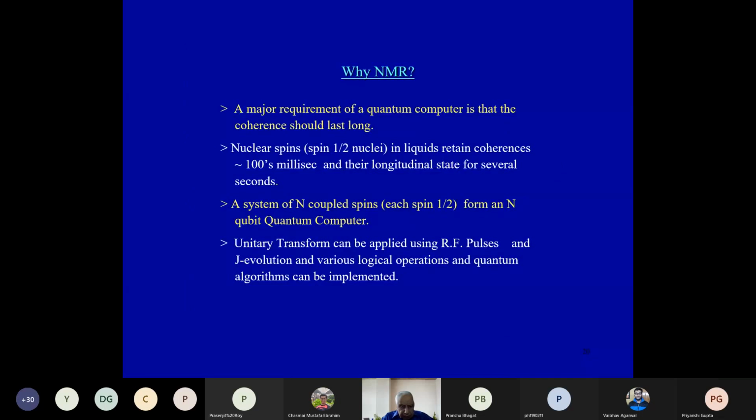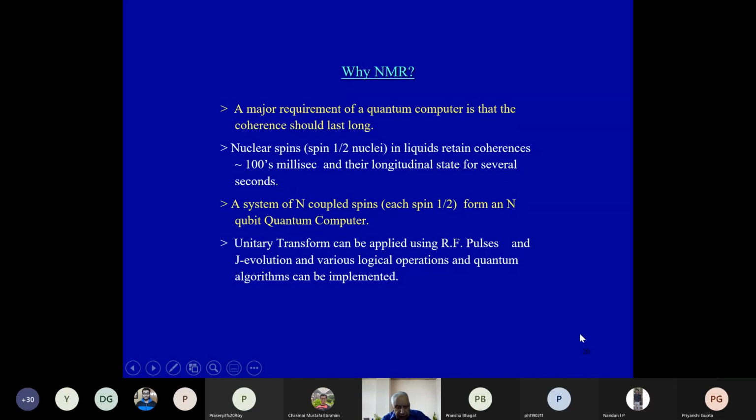All right, the question is, why NMR? A major requirement of a quantum computer is... is there any question right now? Hello? Sir, is there any... I pause for a minute. Yes, sir. I think we're all clear on this till now.